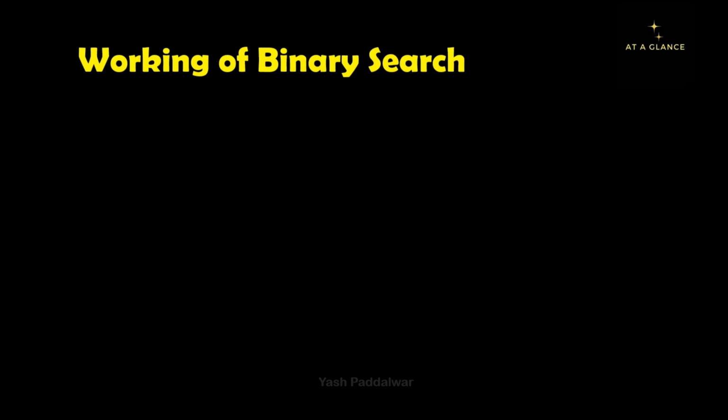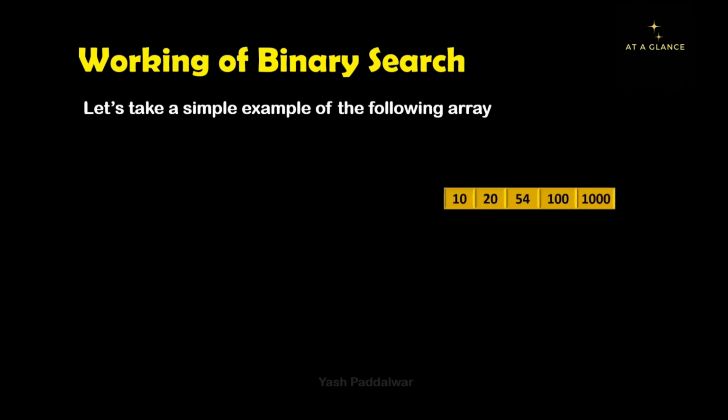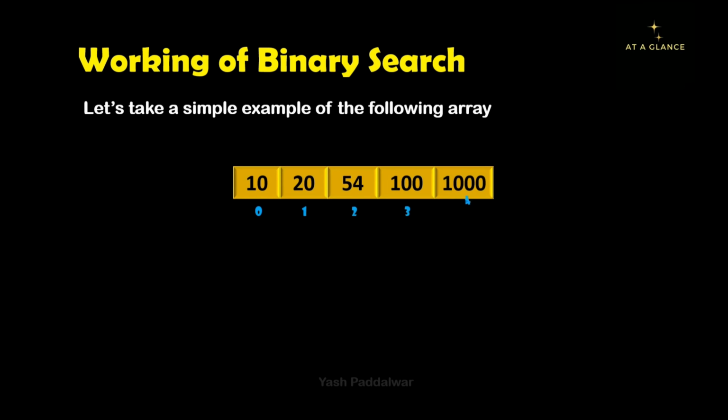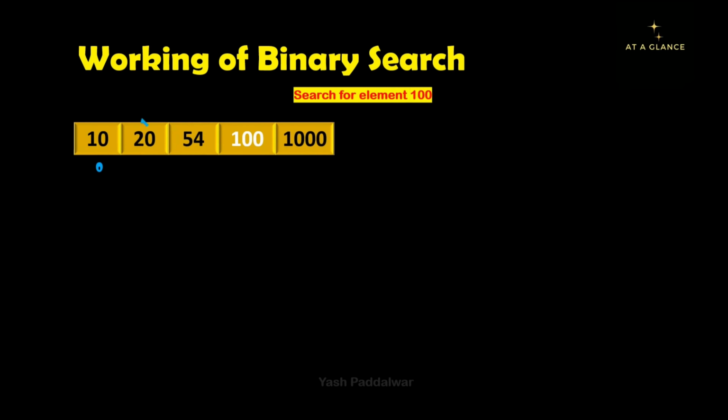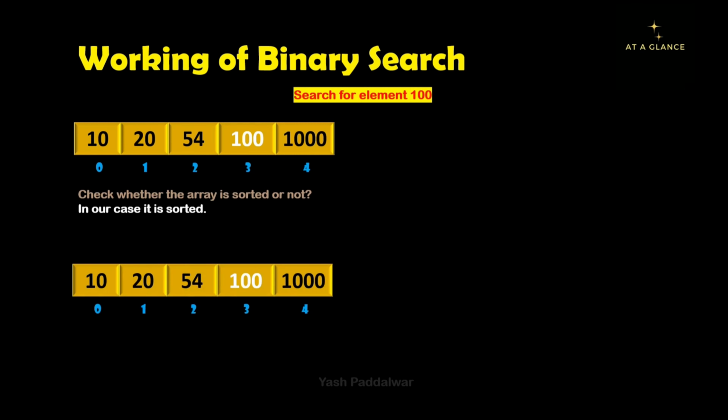Now let's have a look at the working of binary search algorithm with a simple example. Here we have taken a sorted array of 5 elements, starting from index 0 till 4. Let's say we need to search the element 100 inside this array. Now as per the algorithm, if you remember, first step is to check whether the data is sorted or not. In our case, the data is sorted, so we need not worry, and let's proceed.